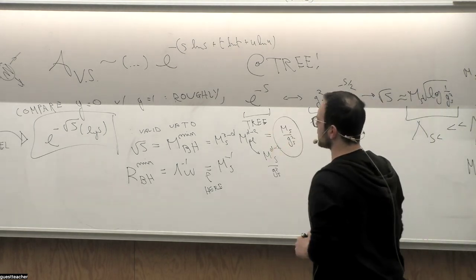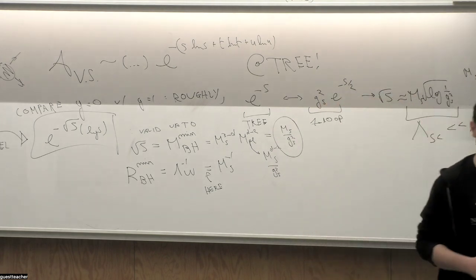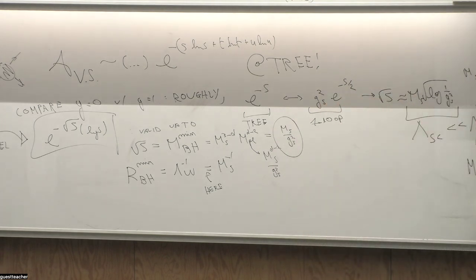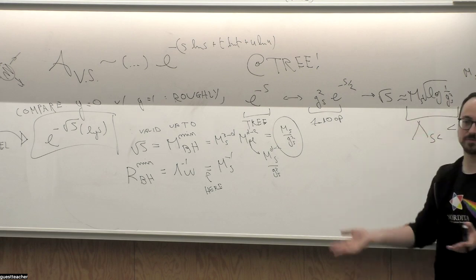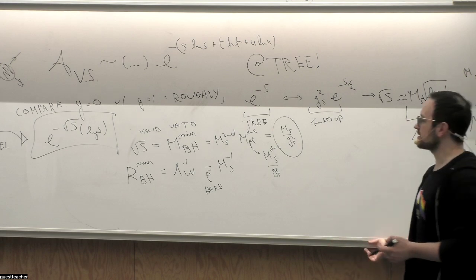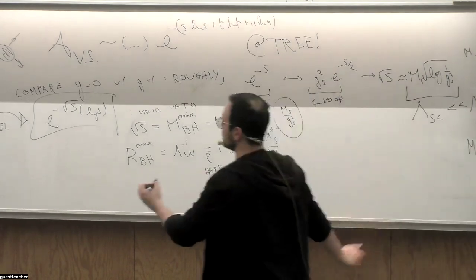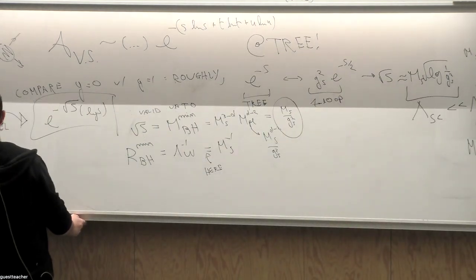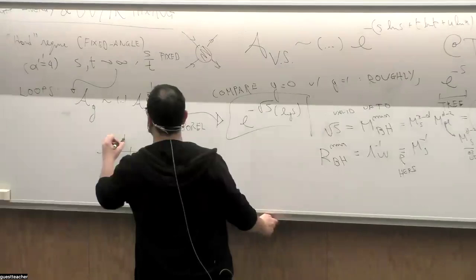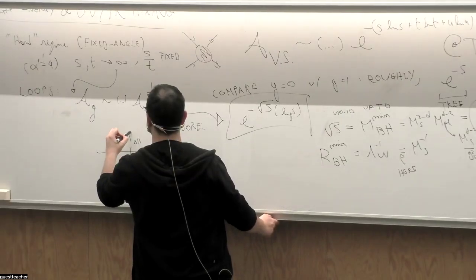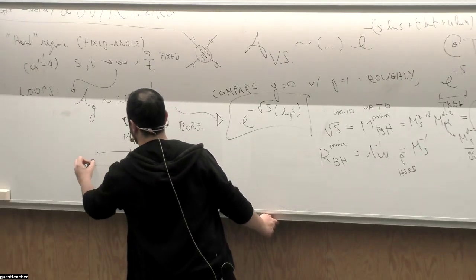So this is the black hole threshold. It should be valid up to here, and then actual black hole formation should kick in, right? So we have our square root s, the black hole threshold, and we are here, right?